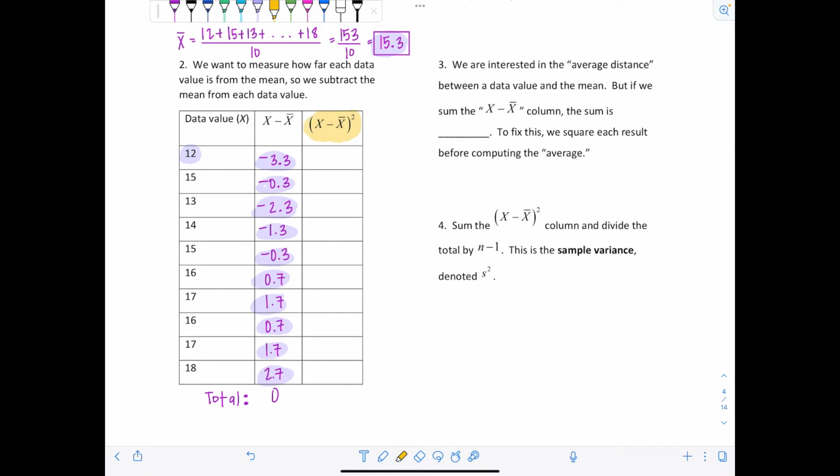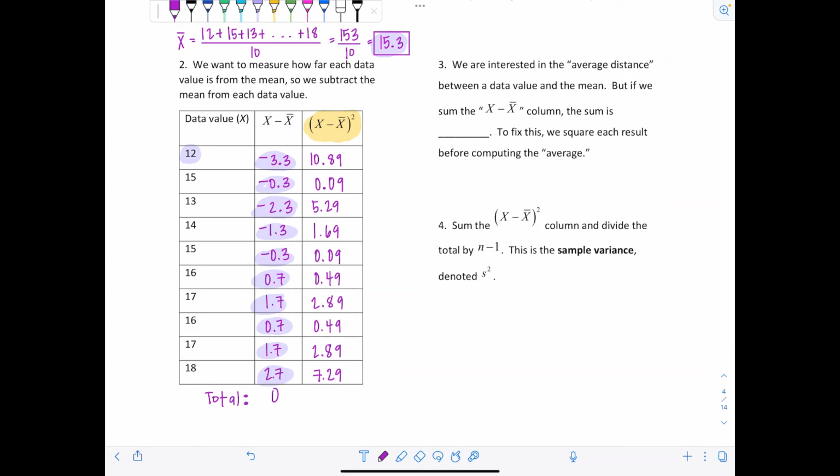Okay. So if you square negative 3.3, now it becomes 10.89. If you square negative 0.3, now it's positive 0.09. And I'm going to do this for the whole column. 5.29, 1.69, 0.09, 0.49, 2.89, 0.49, 2.89, and 7.29.